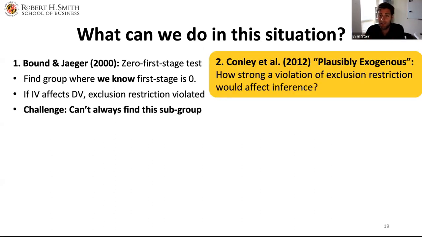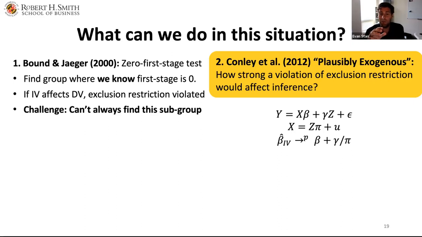Well, here's Conley et al. This is the one we're going to talk about. Conley et al. have a paper called Plausibly Exogenous. And the question is, how strong a violation of the exclusion restriction would change your inference? Okay, so I have to go through a little bit of math, but it looks like this. You have this basic equation where y equals xβ plus γz. And the whole idea is that z is your instrument, and ideally, you want gamma to be zero. That would mean that there's no relationship between z and y. But hopefully there is a first stage, which is the second equation, that z does affect x, but you want gamma to be zero.